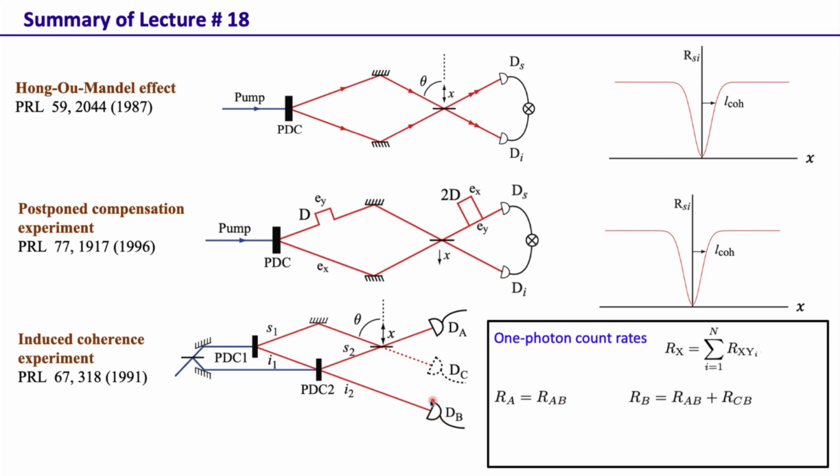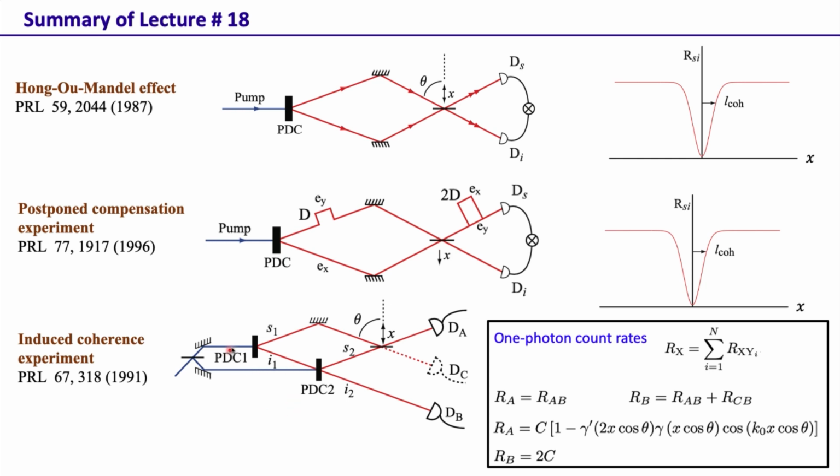But if you look at the singles counted at R_B, the photon that reaches here can have its partner go there, and it can as well go to this other detector. Hence the singles counted at B is equal to R_AB plus R_CB. When we calculate, we see that R_A shows the interference term, but R_B is just a constant. This is what we see in the experiment. So this is how we explain one photon count rates, the one photon effect in two photon interference experiments. Okay, so this is all we did in the last lecture.